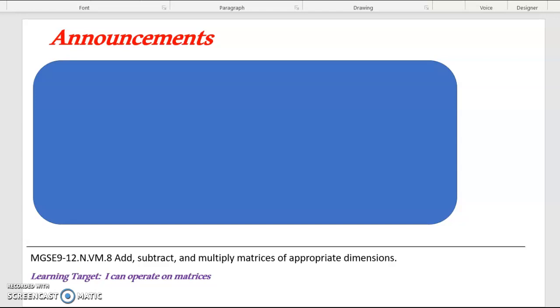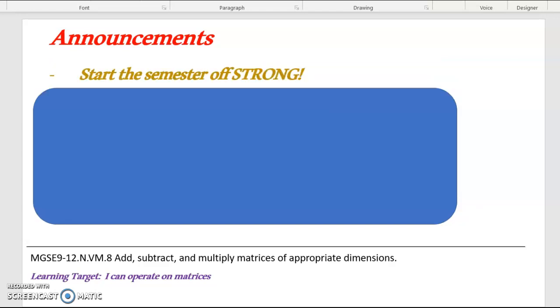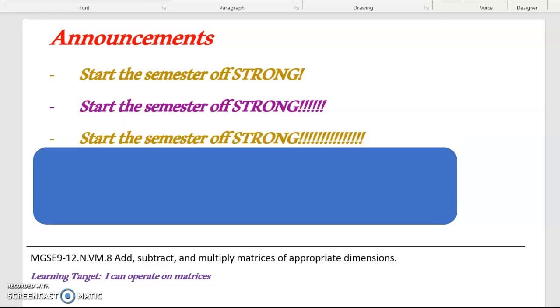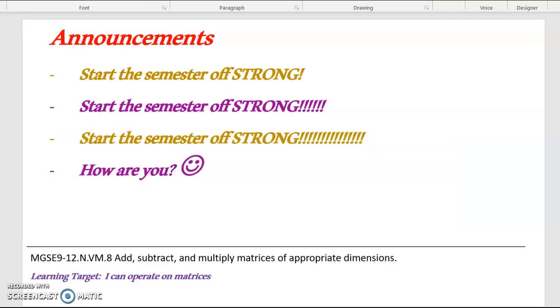All right, here's the first announcement of the semester. Start the semester off strong. A second announcement. More exclamation points. And what about that one? Yes. And how are you? I hope you are well. I hope to see you guys in person next week. All right, here we go.